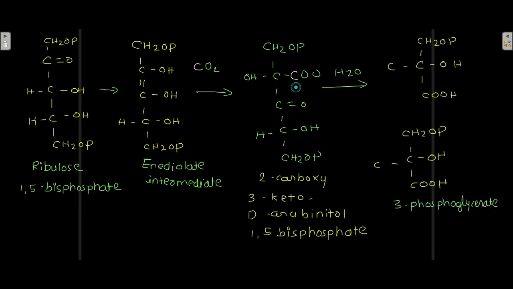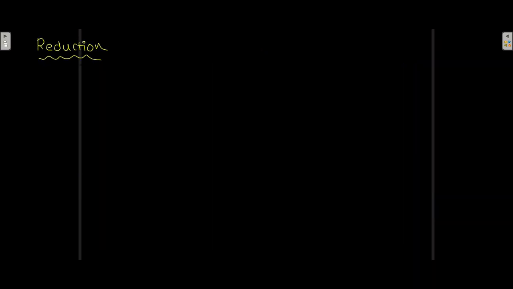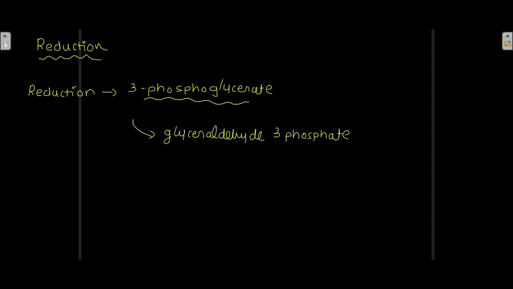Hydrolysis of this compound gives rise to 2 molecules of 3-phosphoglycerate. So this is how the carboxylation phase of the Calvin cycle looks. The second phase of the Calvin cycle is reduction. In this phase there is reduction of 3-phosphoglycerate, and the reduction of 3-phosphoglycerate gives rise to glyceraldehyde 3-phosphate. Okay, that's the reduction phase of the Calvin cycle.